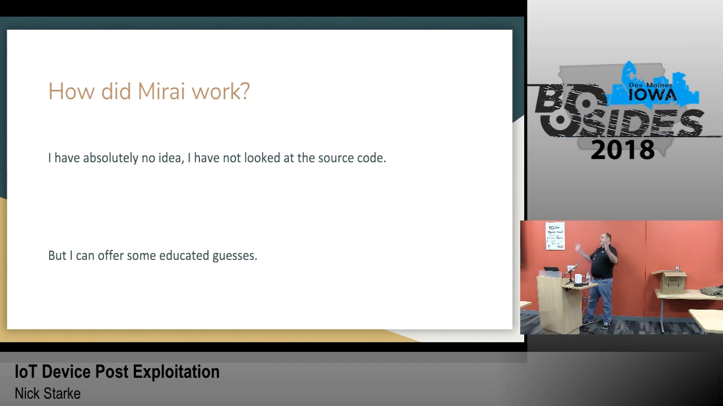So I don't know anything about Mirai other than what I just told you. I've never examined the source code. The source code was released on the internet, and it's pretty widely available from what I understand if you know where to look. But I don't know where to look, and I'd never looked at the source code in any detail, and basically all I have is the headlines and the news to go off of. But knowing what I do know, I can offer some educated guesses on how they did what they did.